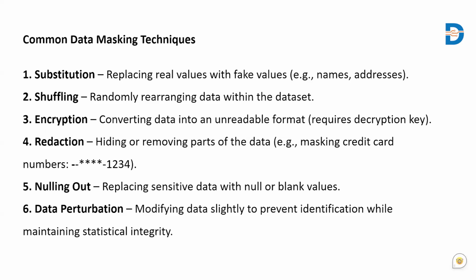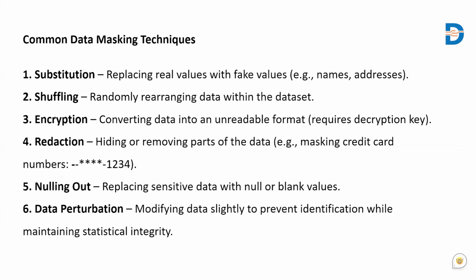And third is encryption, converting the data into an unreadable format. It may be unreadable code, requiring a decryption key. And redaction is hiding or removing parts of the data, like hiding some digits of a phone number, or when you have a credit card, hiding the numbers. Then nulling out. What is nulling out? It replaces the sensitive data with null or blank values.